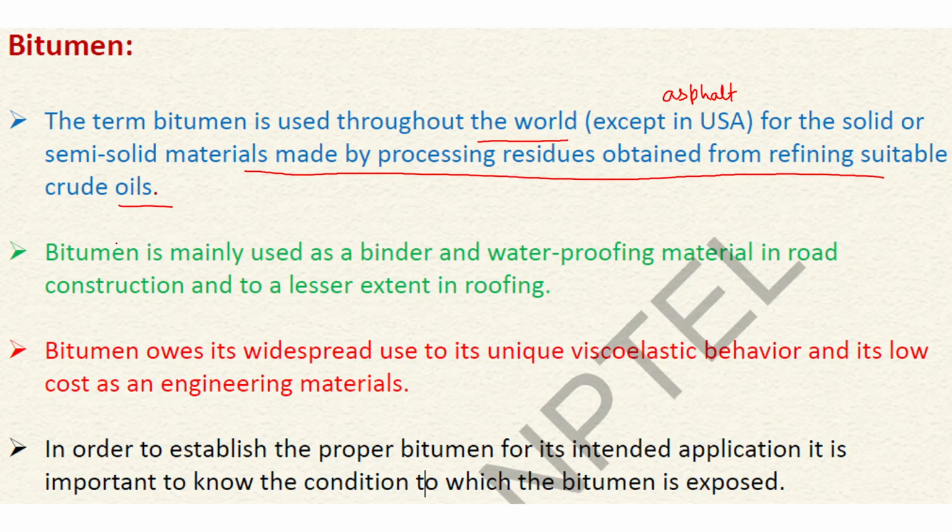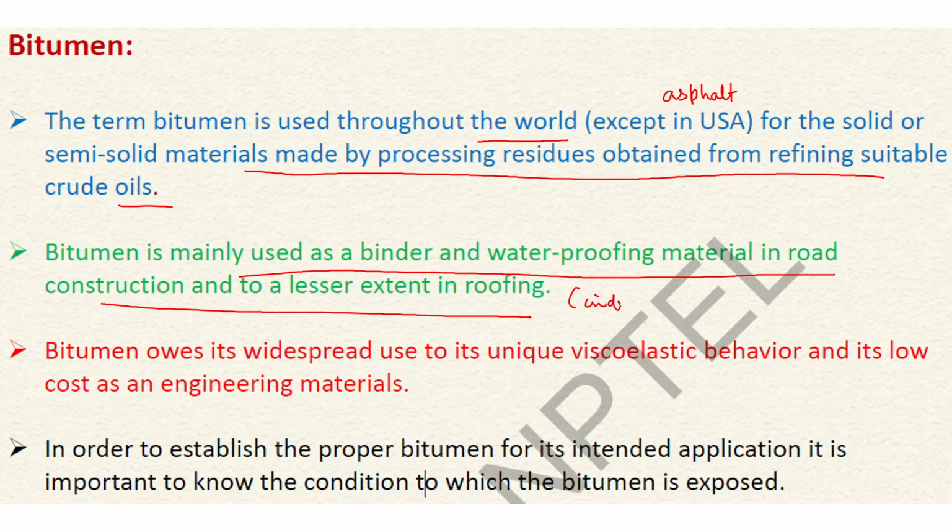Okay. So bitumen is mainly used as a binder and waterproofing material in road construction and, to a lesser extent, in roofing. Bitumen owes its widespread use to its unique viscoelastic behavior and its low cost as an engineering material. It is a heavier residue from the crude oil, so it is not very costly as an engineering material, and it has a unique viscoelastic behavior.